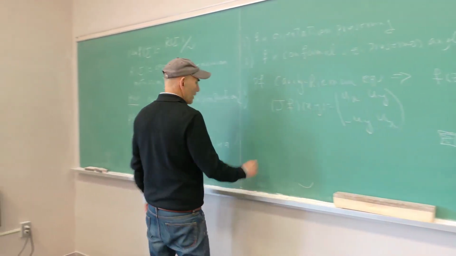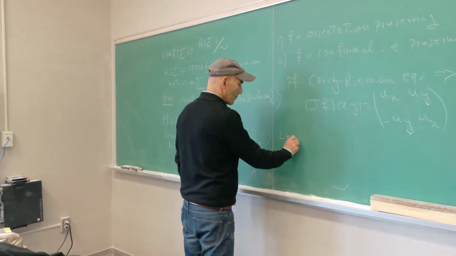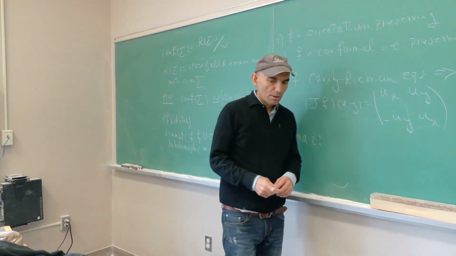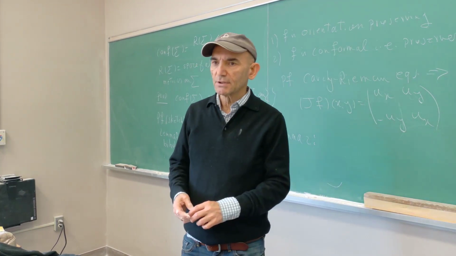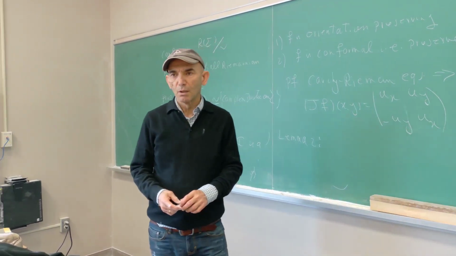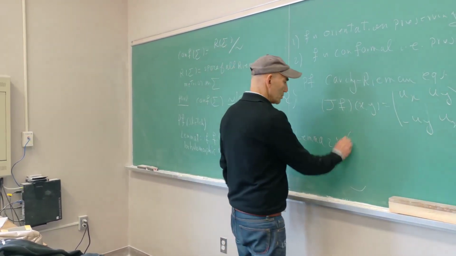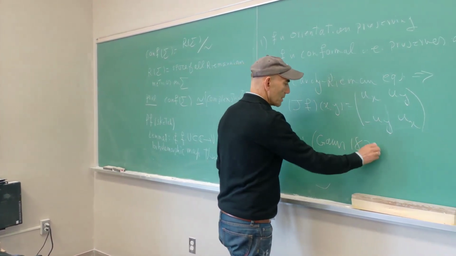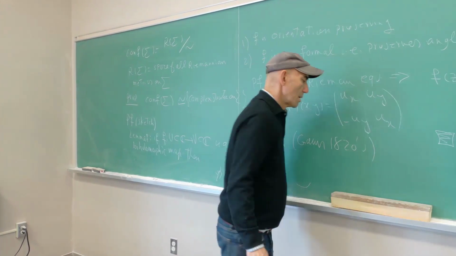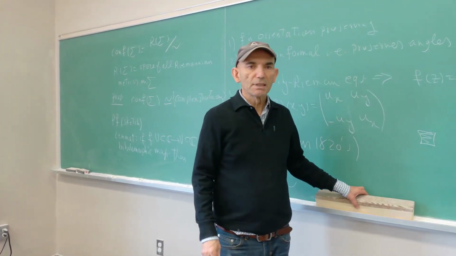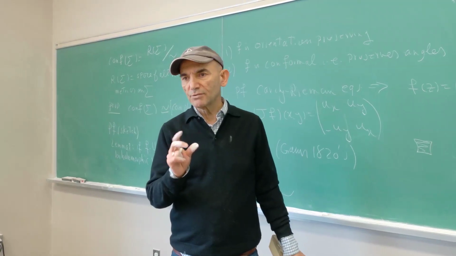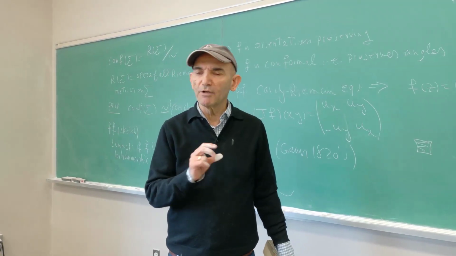But lemma 2 is not elementary. It's something that was actually first discovered by Gauss, in the 1820s. And it just says that any two-dimensional Riemannian metric is locally conformally flat.